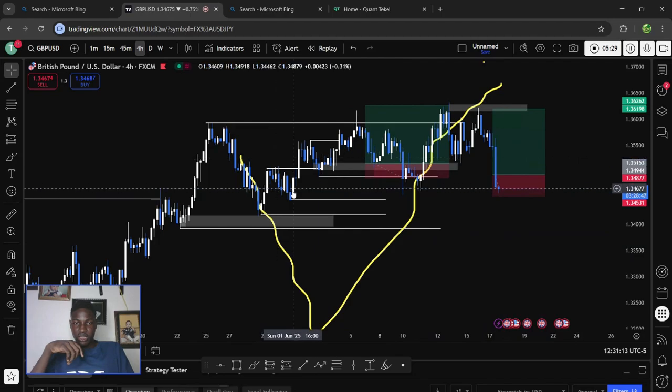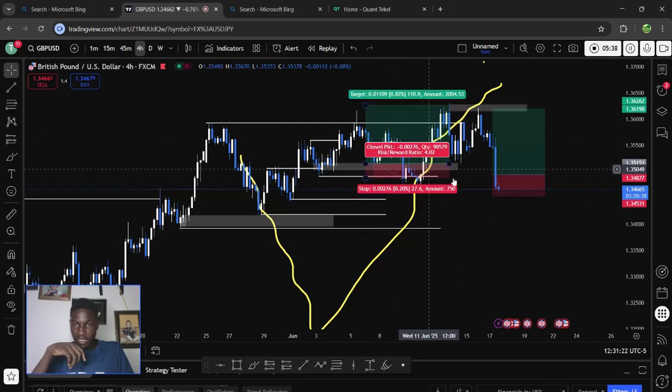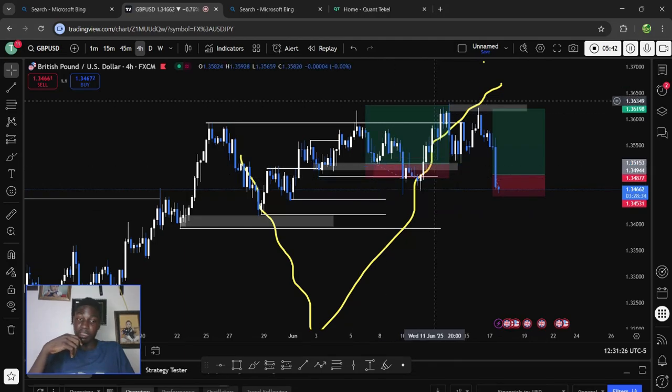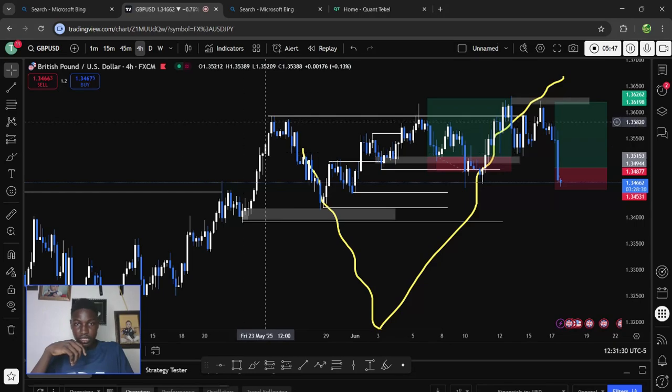Originally, I took some trades around here. Yeah, I took some nice trades around here, but that's not what we're doing right now. I can even see this trade I took here. I think that may even happen here: price hits our stop loss, then goes to take profit. It may happen. We don't actually know. So let's see what happened here.